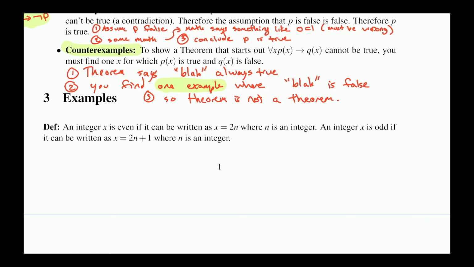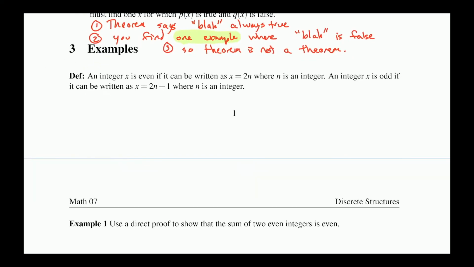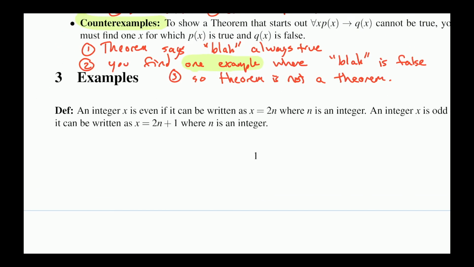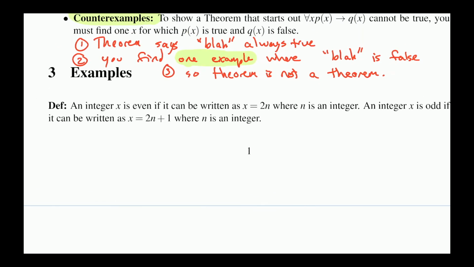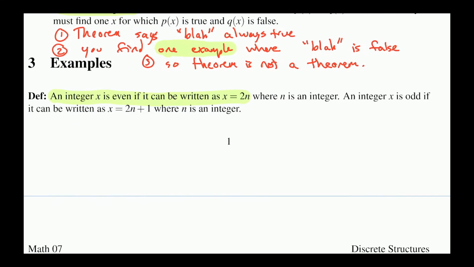They're meant to be easy to understand, so you can just concentrate on the actual proof technique that you're trying to prove. Okay, so here's our definition. This is a definition, not a theorem. This is just what it means to be even. So an integer x is even if it can be written as x equals 2n. And the definition for odd: an integer x is odd if it can be written x equals 2n plus 1, where n is an integer.